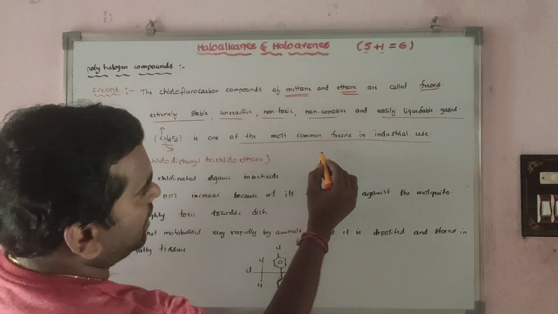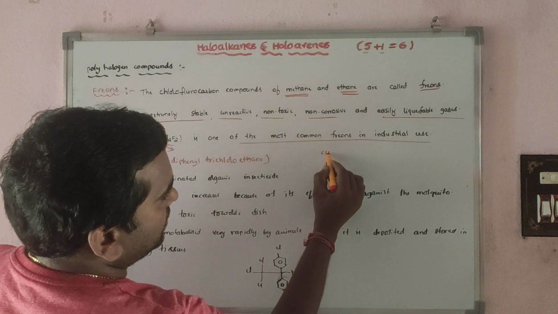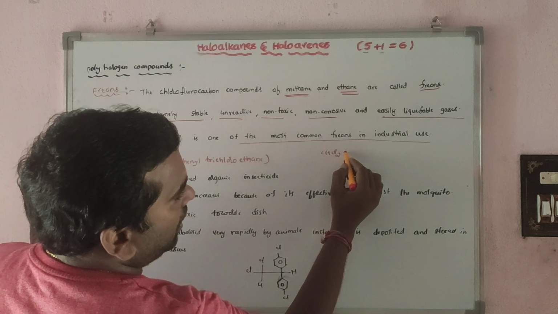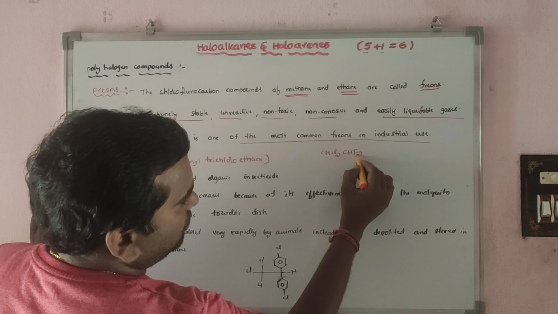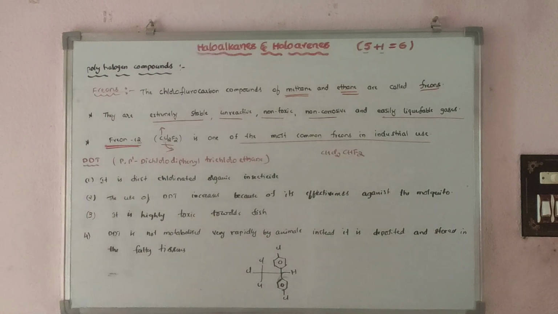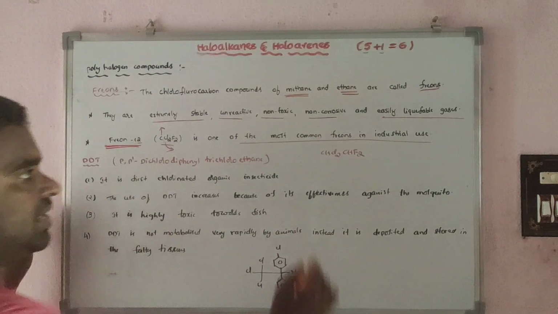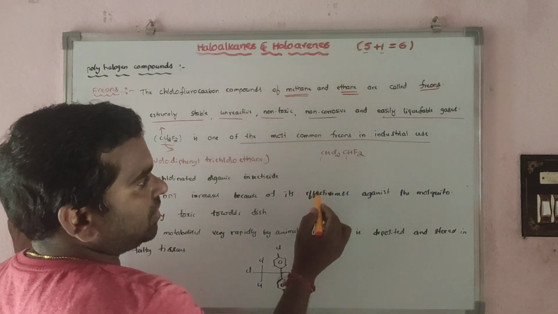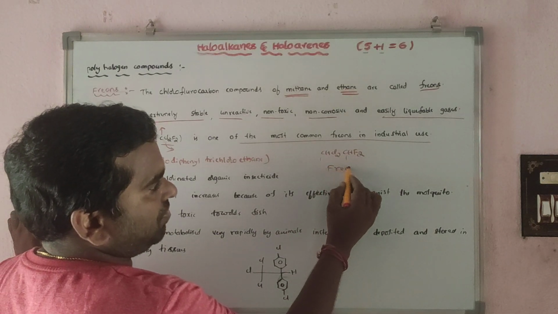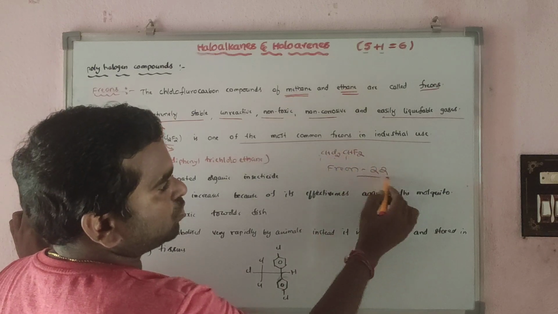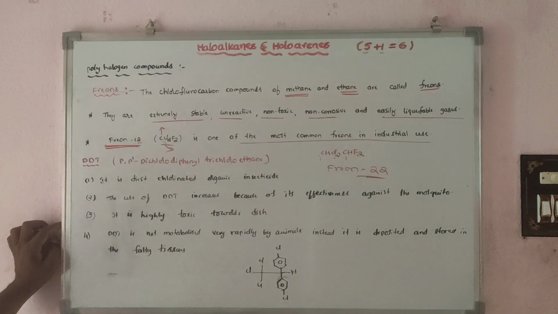Suppose if I write another compound, CHCl2 and CHF2, like this. This is also a chlorofluorocarbon compound. And how many carbons are there here? This we will consider as a freon. So how many carbons are there? 2. How many chlorine atoms are there? 2 we will write. This is clear.